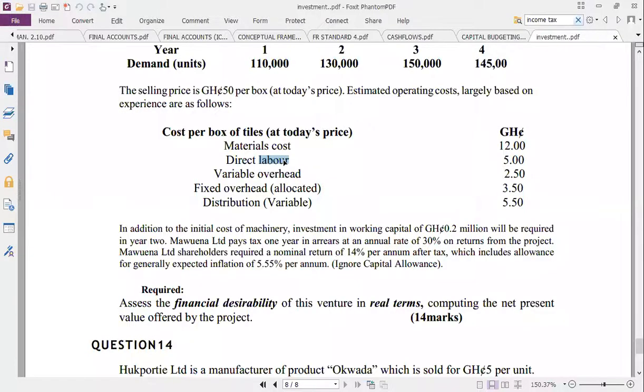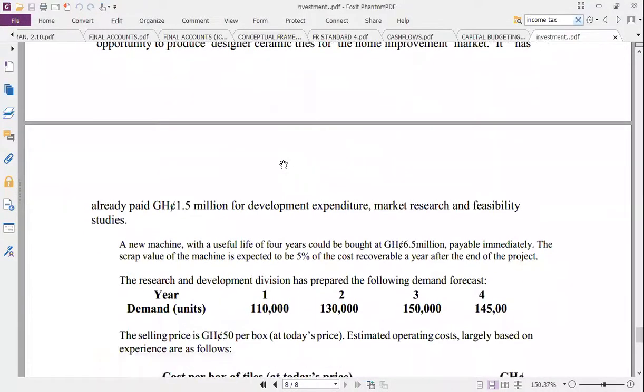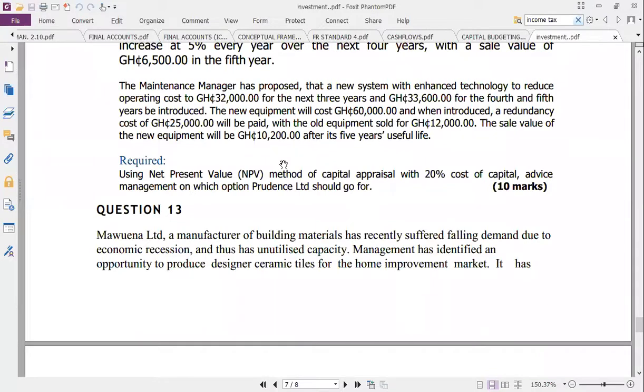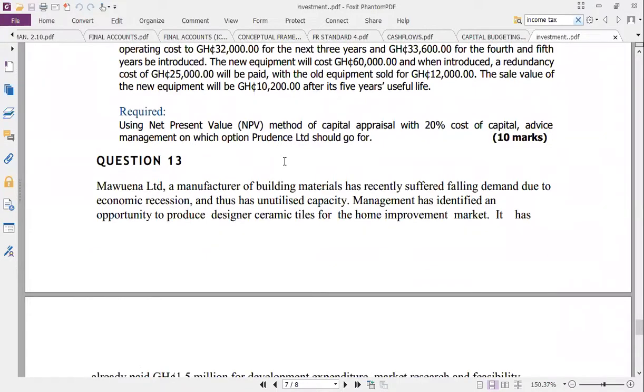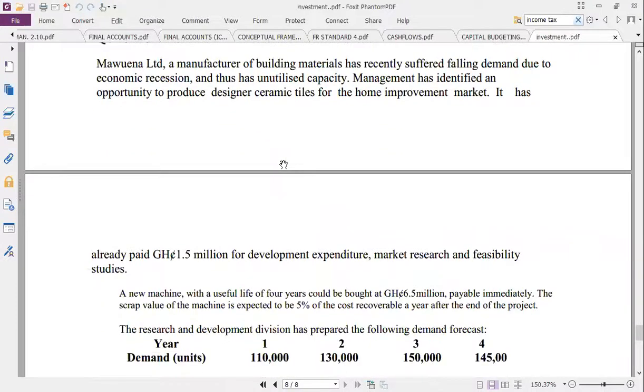Okay, so now you're going to solve this question fully. Marina Limited, a manufacturer of building materials, has recently suffered falling demand due to economic recession and thus has unutilized capacity. That means Marina can make an investment decision. Management has identified an opportunity to produce designer ceramic tiles for the home improvement market. It has already paid 1.5 million for development expenditure, market research, and feasibility studies.